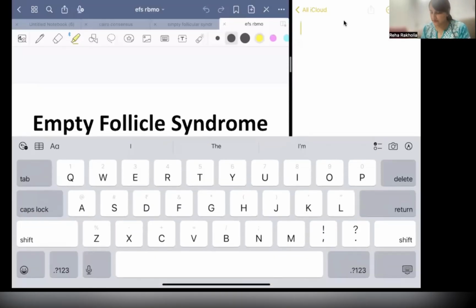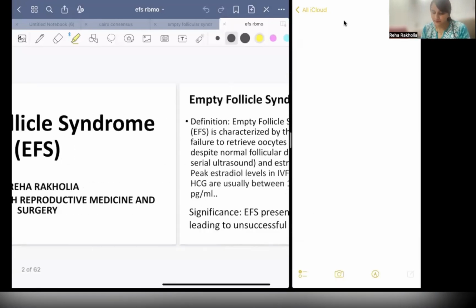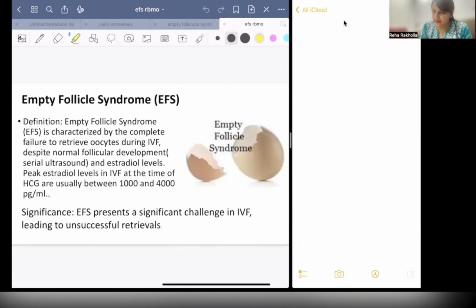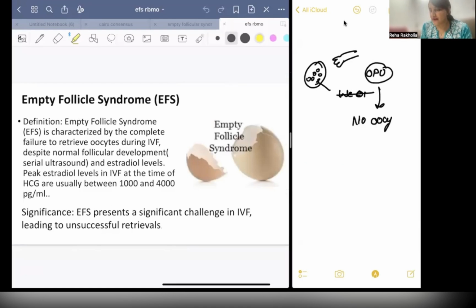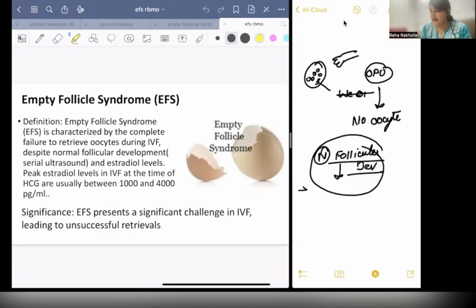Today's topic is empty follicular syndrome. Empty follicular syndrome is failure to retrieve oocytes. There are follicles in the ovary, but we are unable to retrieve any oocyte after OPU, in spite of having normal follicular development and normal estradiol level. Estradiol level should be 1000 to 4000.